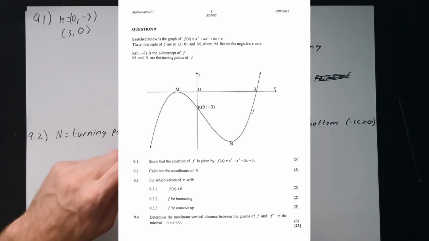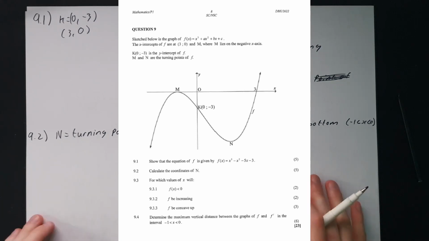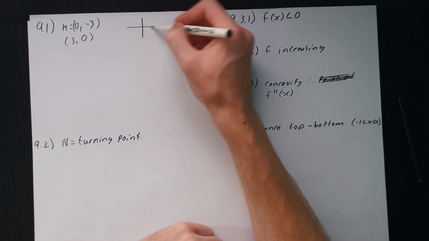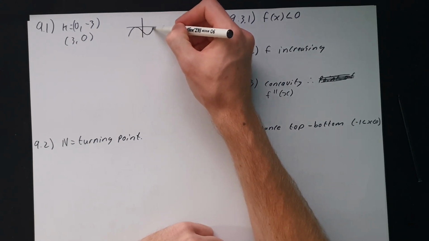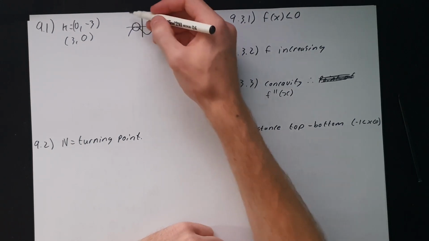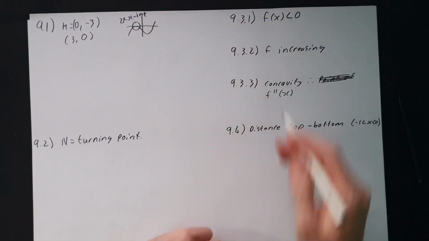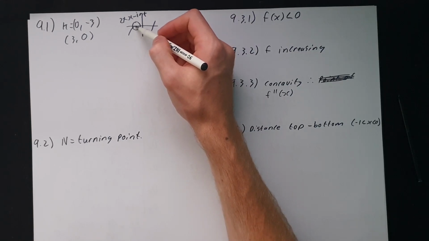9.1 says show that the equation f is given by f of x equals negative x cubed minus x squared minus 5x minus 3. Let's have a look. We know that m is sitting on the x-axis. Because the turning point is on the x-axis, at that point we have 2 times x-intercepts, which means the function is going to look something like this. We don't know what that intercept is, so that's what we've got to find.